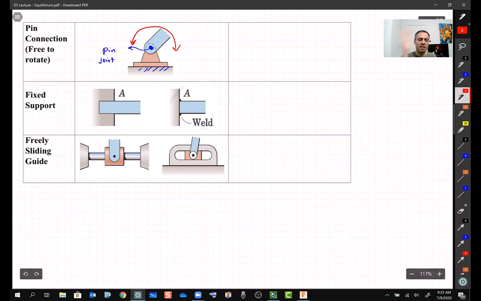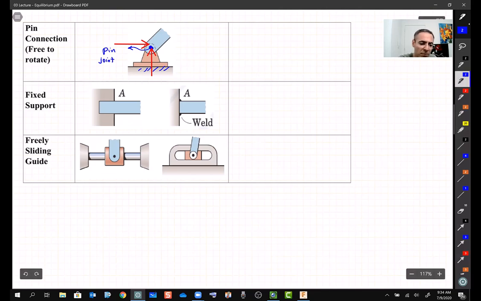You can rotate it left and right, clockwise and counterclockwise, but you cannot move this link to the left, and you cannot lift it up or push it down, right? Because it's fixed to the ground. So in other words, the reaction from this pin is going to be, let me erase this one so you don't get confused, one vertical and one horizontal force.